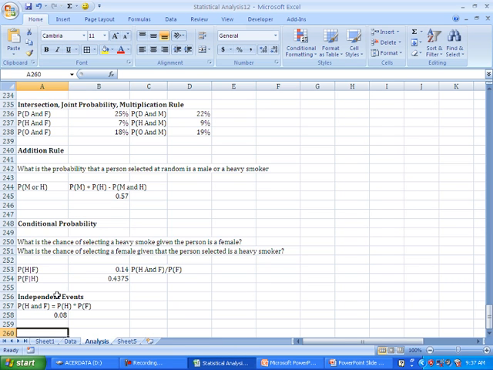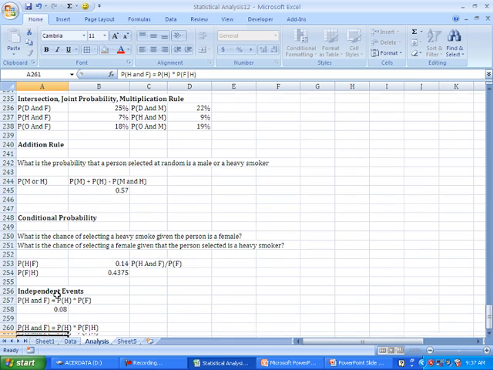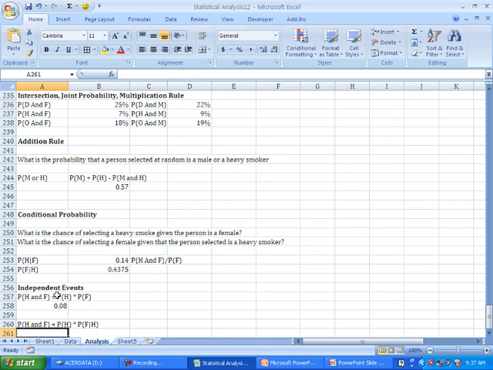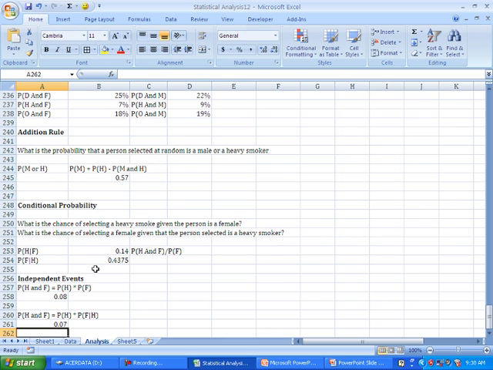Otherwise, how do I find out if they are not independent? The simple way of finding the probability of H and F is, if it comes out like this, the probability of H multiplied by the probability of F given H. This is the typical way to arrive at that. Now we know that the probability of H is 0.16, multiplied by the probability of F given H, which has worked out to 0.07, the same as the probability of H and F.